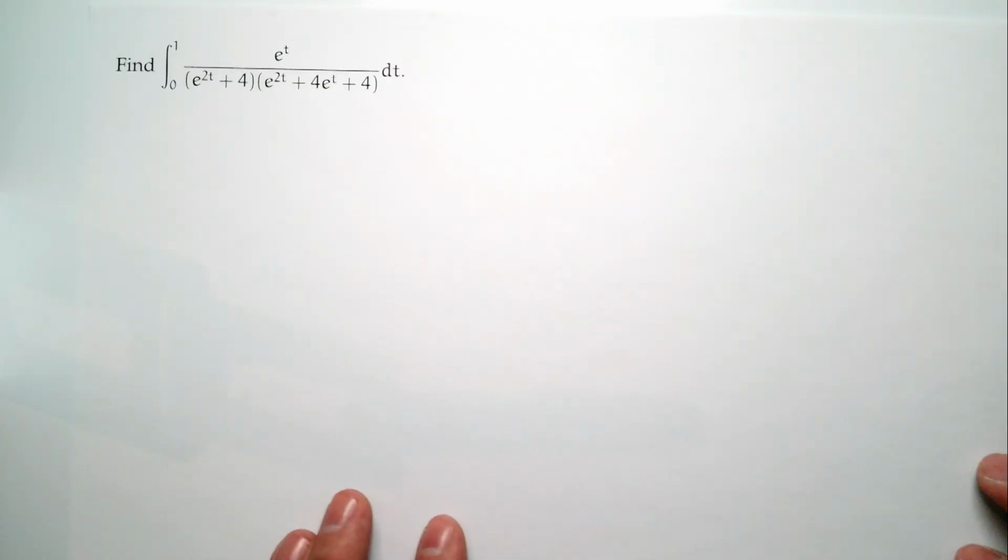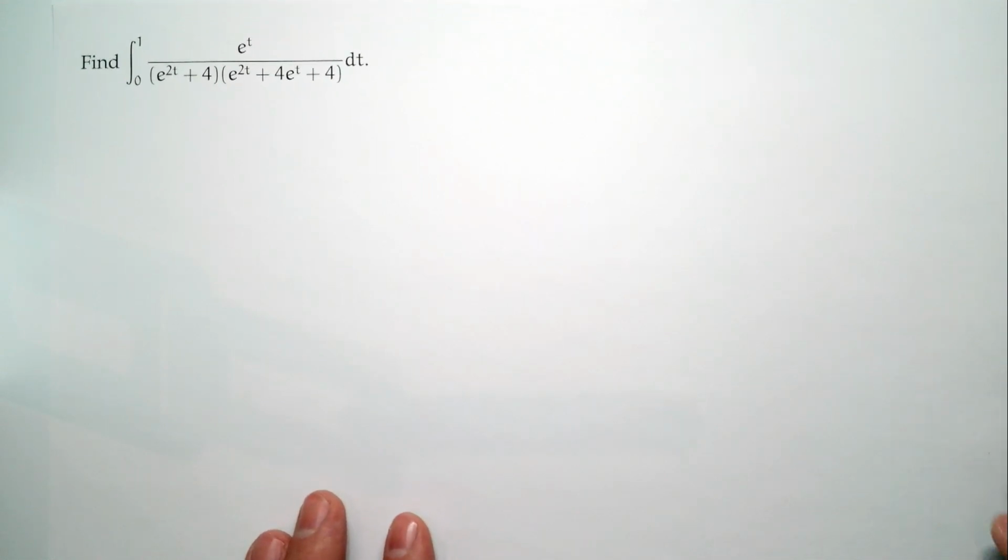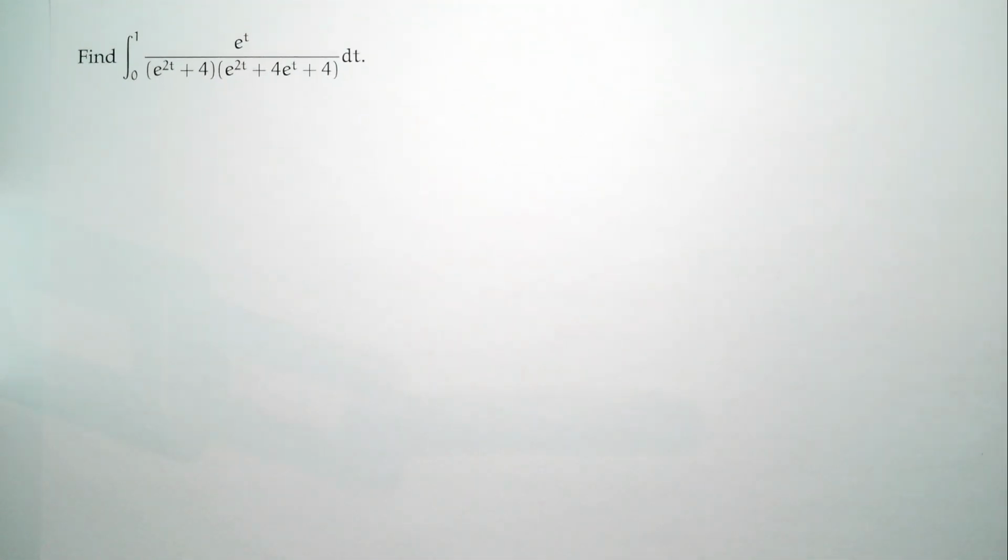Not quite exactly the problem that was asked, but close to one of them. Okay, so suppose you were asked to find the integral from 0 to 1 of e to the 2t plus 4, e to the 2t plus 4, e to the t plus 1. And that's all multiplied downstairs.